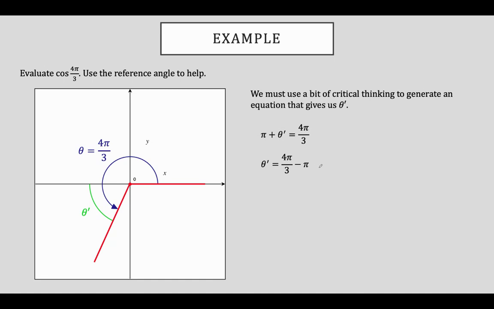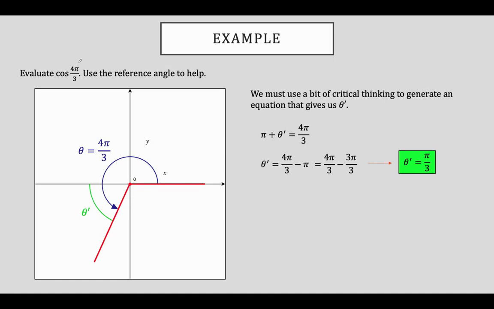And if we want to subtract fractions, we have to get a common denominator. This would be 4 pi over 3 minus 3 pi over 3, which gives us theta prime is equal to pi over 3. Another way to find that reference angle would be to consider, okay, how much farther past pi do I have to go to get to 4 pi over 3? Well, I have to add another third of pi. Therefore, theta prime must be 1/3 of pi, or pi over 3.